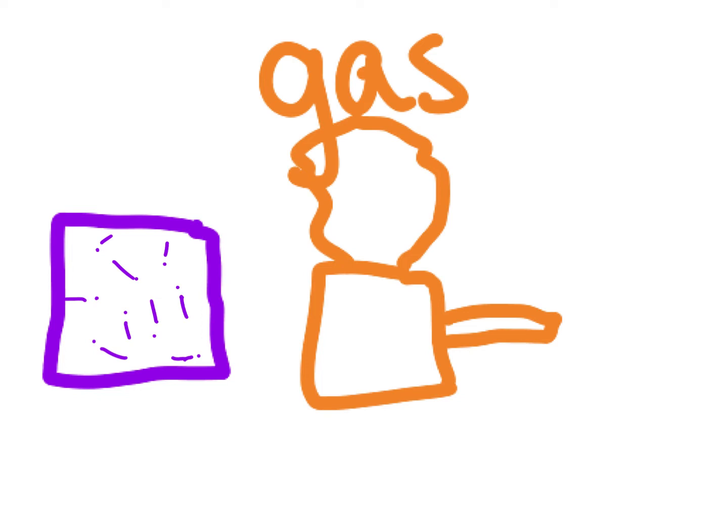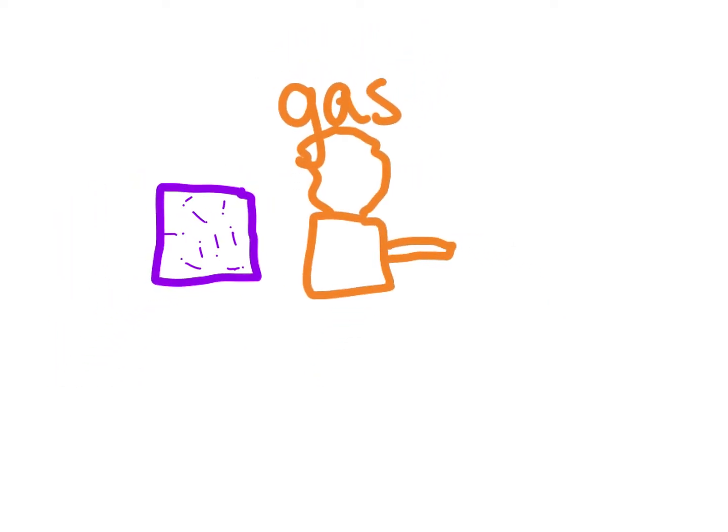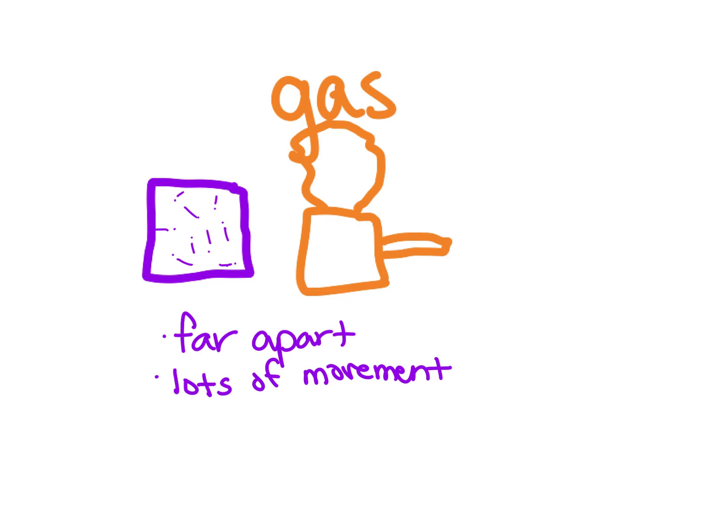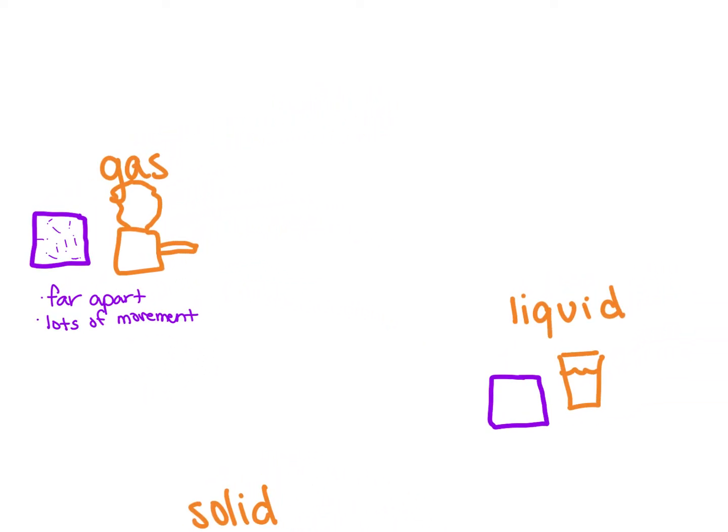So I have the particles, I have the little lines behind them to show that they're moving, and then I'm just going to write the same thing that we were drawing in written form. So I have it clearly written two ways on this chart. So the gas particles are far apart, and they are moving around a lot. So lots of movement. All right, I'm going to zoom back out.